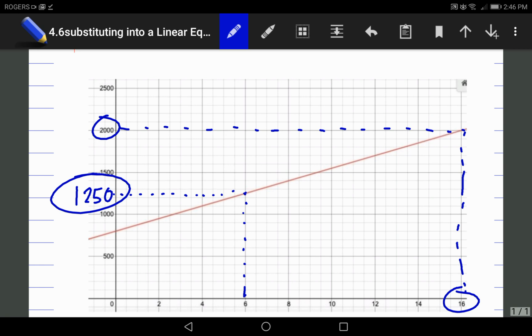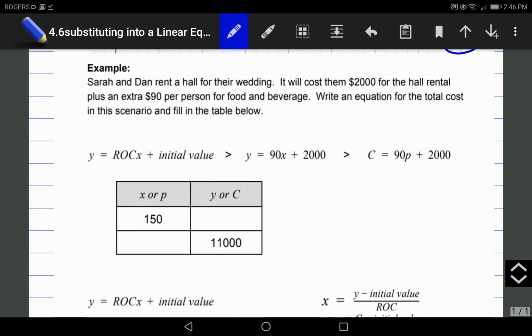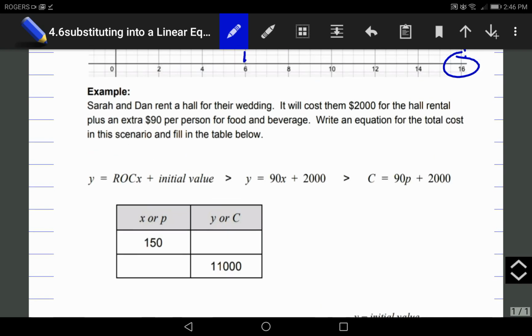They're just different ways of representing a linear relationship. Okay, all right, let's do one more example because I know your homework has some of these questions. Okay, so let's go to the top without seeing any of the answers first.